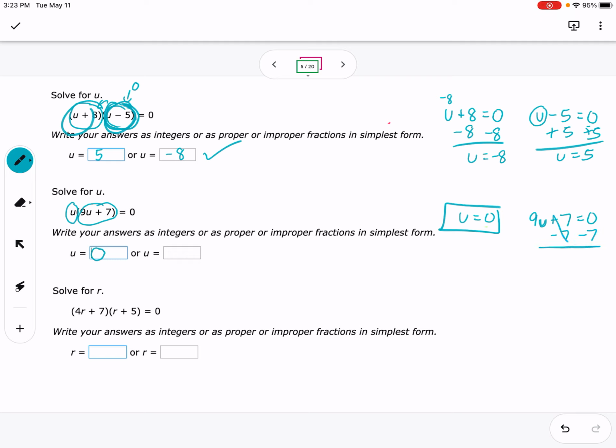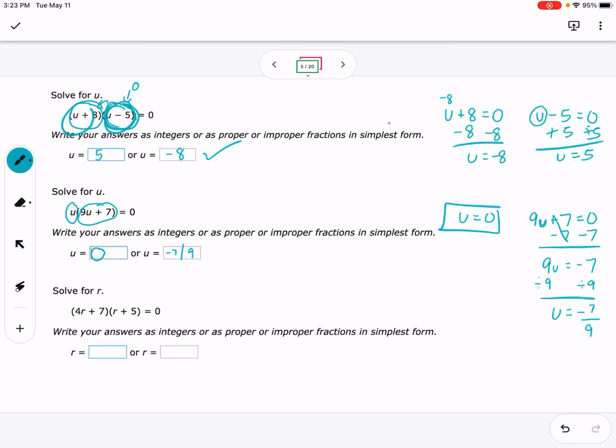It looks like this: 9u equals negative 7. Now, u is being multiplied by 9, so I'm going to divide by 9. And here's what I get. This is how IXL wants it: negative 7 over 9, negative 7 slash 9. So you'll enter negative 7 slash 9.